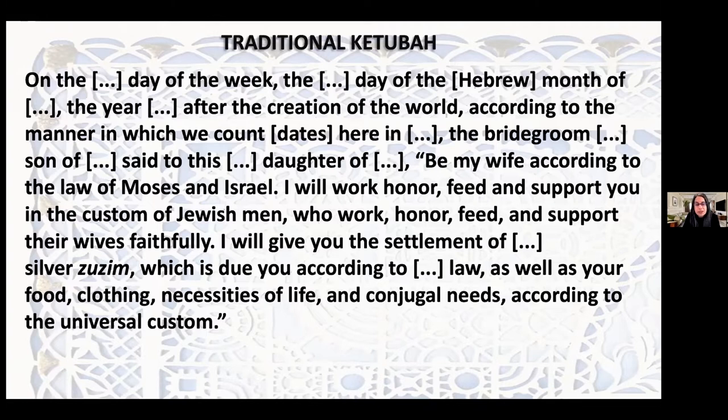And I'm going to give you the settlement of X amount of zuzim, as well as your food, clothing, necessities of life, and conjugal needs. There it is written, according to the universal custom. Okay, so this is what a traditional ketubah would say. Next slide.